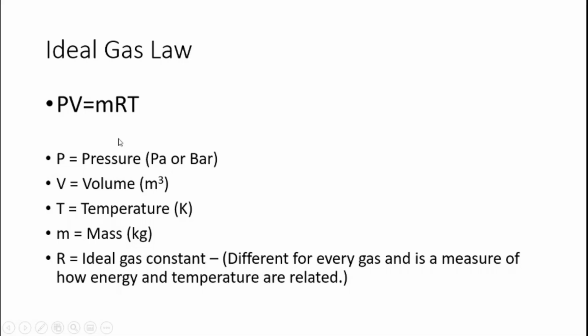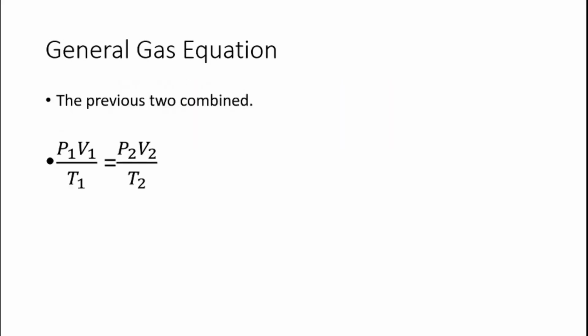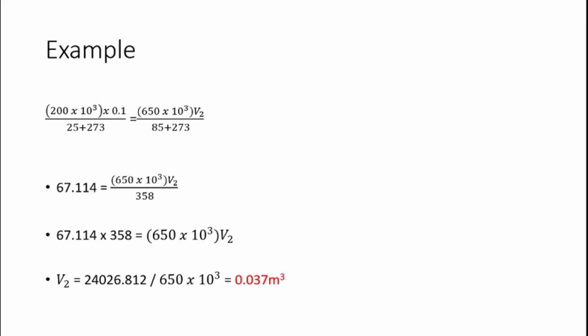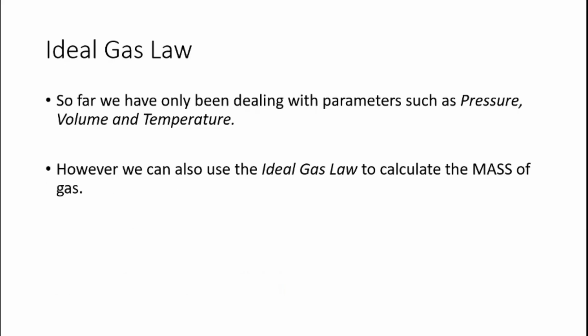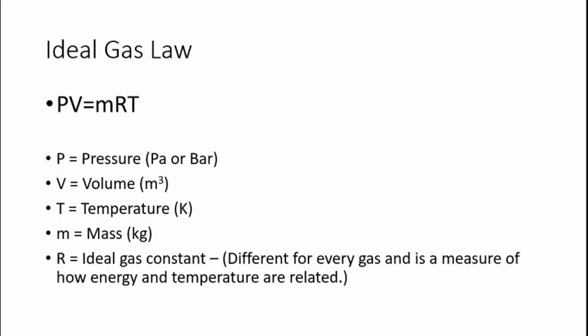So that's just an introduction to the formula we're going to be using. PV equals mRT, and if I go back, P1 V1 over T1 equals P2 V2 over T2. The next couple of videos will be some examples using these equations, and obviously they will bring an assignment sooner or later. So have a bit of practice, and over and out.